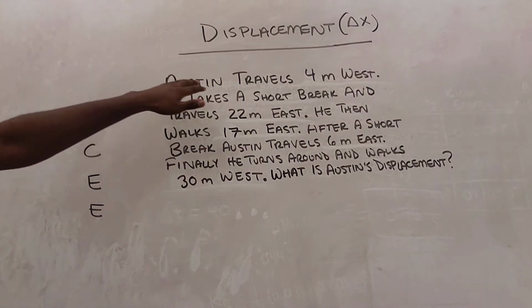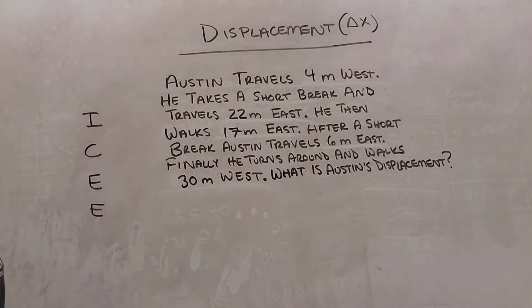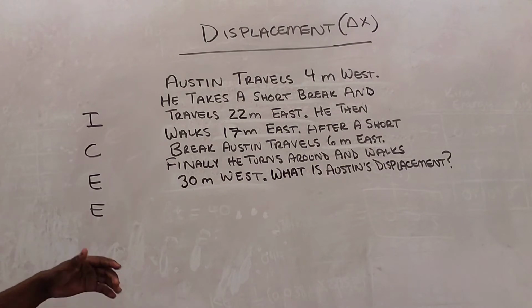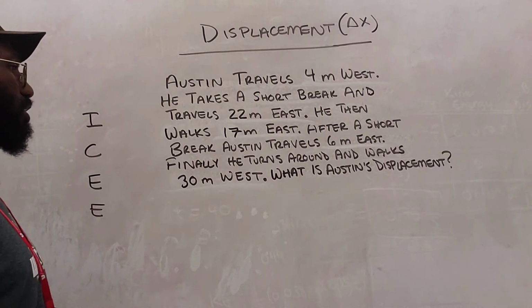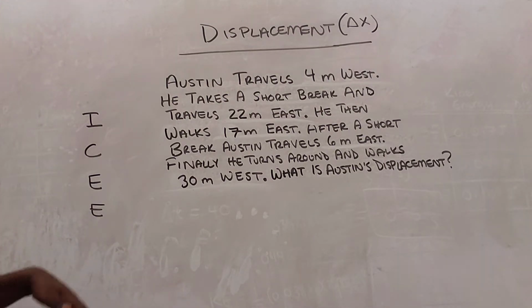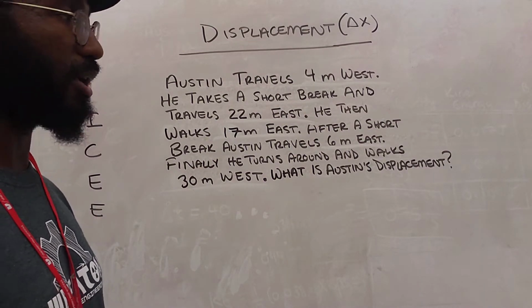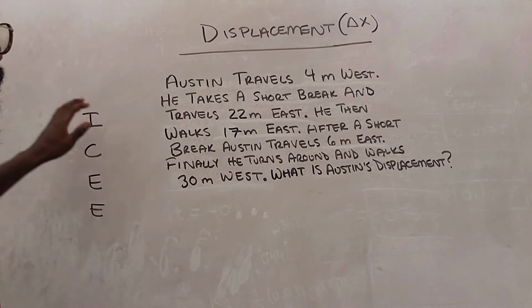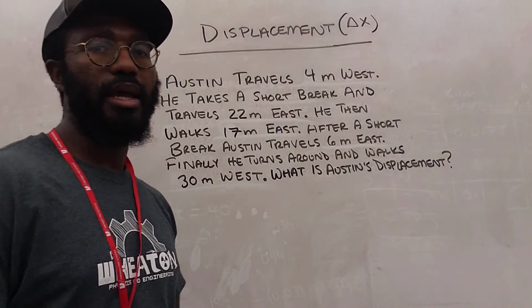It reads, Austin travels 4 meters west. He takes a short break and travels 22 meters east. He then walks 17 meters east. After another short break, Austin travels 6 meters east. And finally, he turns around and walks 30 meters west. What is Austin's displacement?